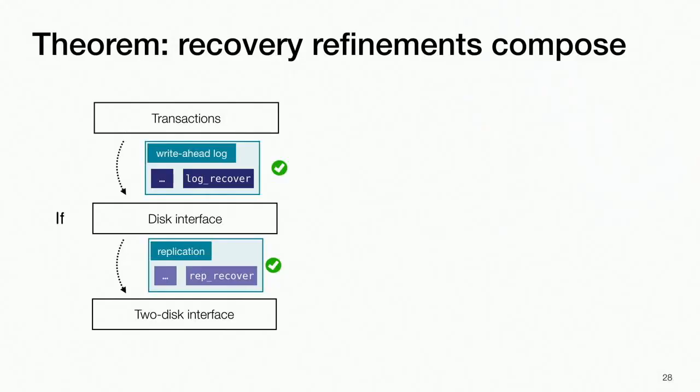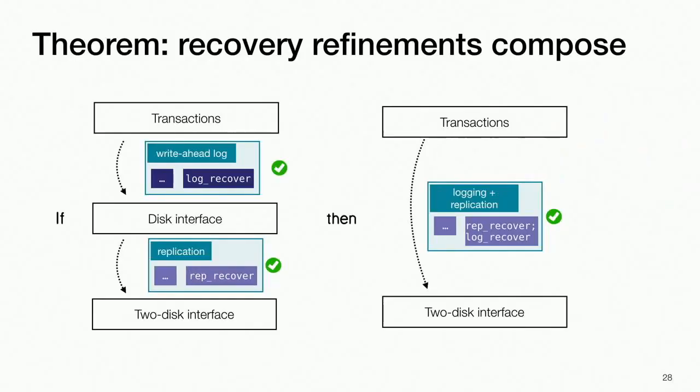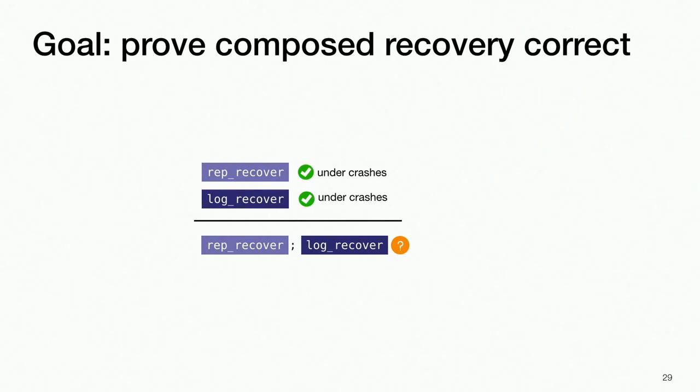Okay, so let me formalize what the modularity that we get is. Now that we have recovery refinement, I can more precisely state what composition is. If we have two recovery refinements that are stacked like this, then Argosy has a theorem that says that the composed implementation is also a recovery refinement, and therefore has this trace inclusion property, where that composition needs to run both recovery procedures.